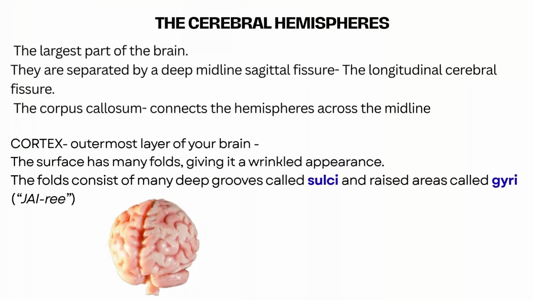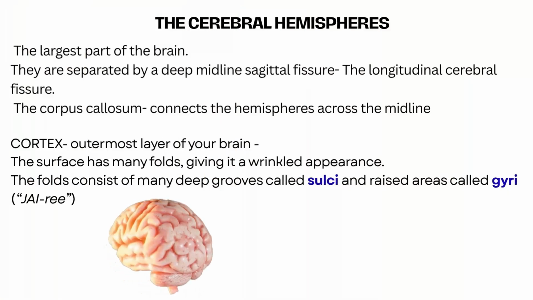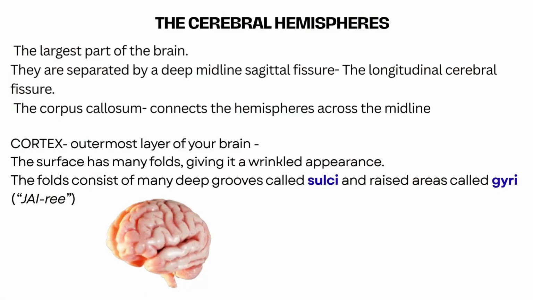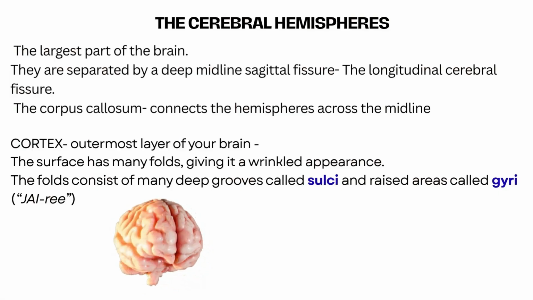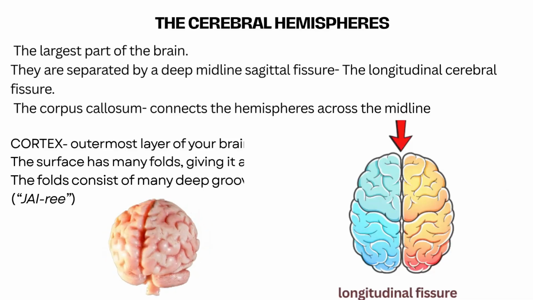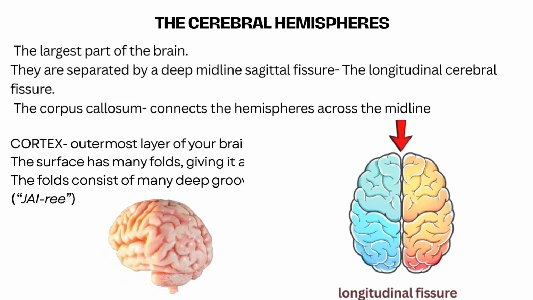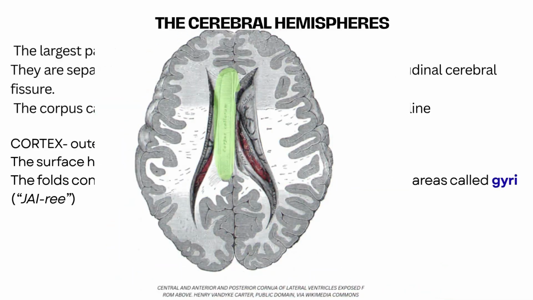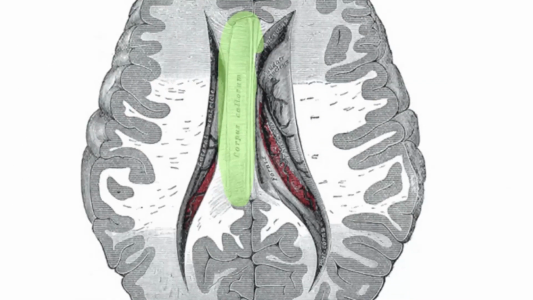Now let's talk about the cerebral hemisphere. That is the largest part in the brain. We have two hemispheres, left and right, and these both are divided by a midline sagittal fissure that is called the longitudinal cerebral fissure. The corpus callosum connects the two hemispheres in the human brain.